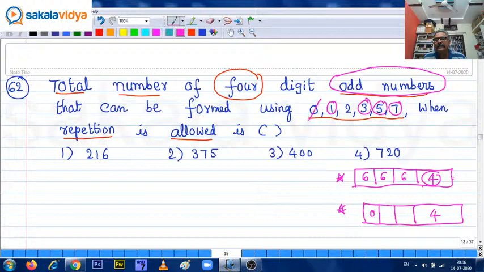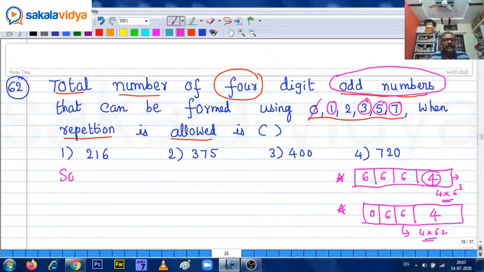So that means this can be filled 4 into 6 cube ways. Now, with 0 in the first place, the rest can be filled 6, 6. So this is 4 times 6 square. But these are not actually 4-digit numbers. From this we need to subtract this one, 4 into 6 square.